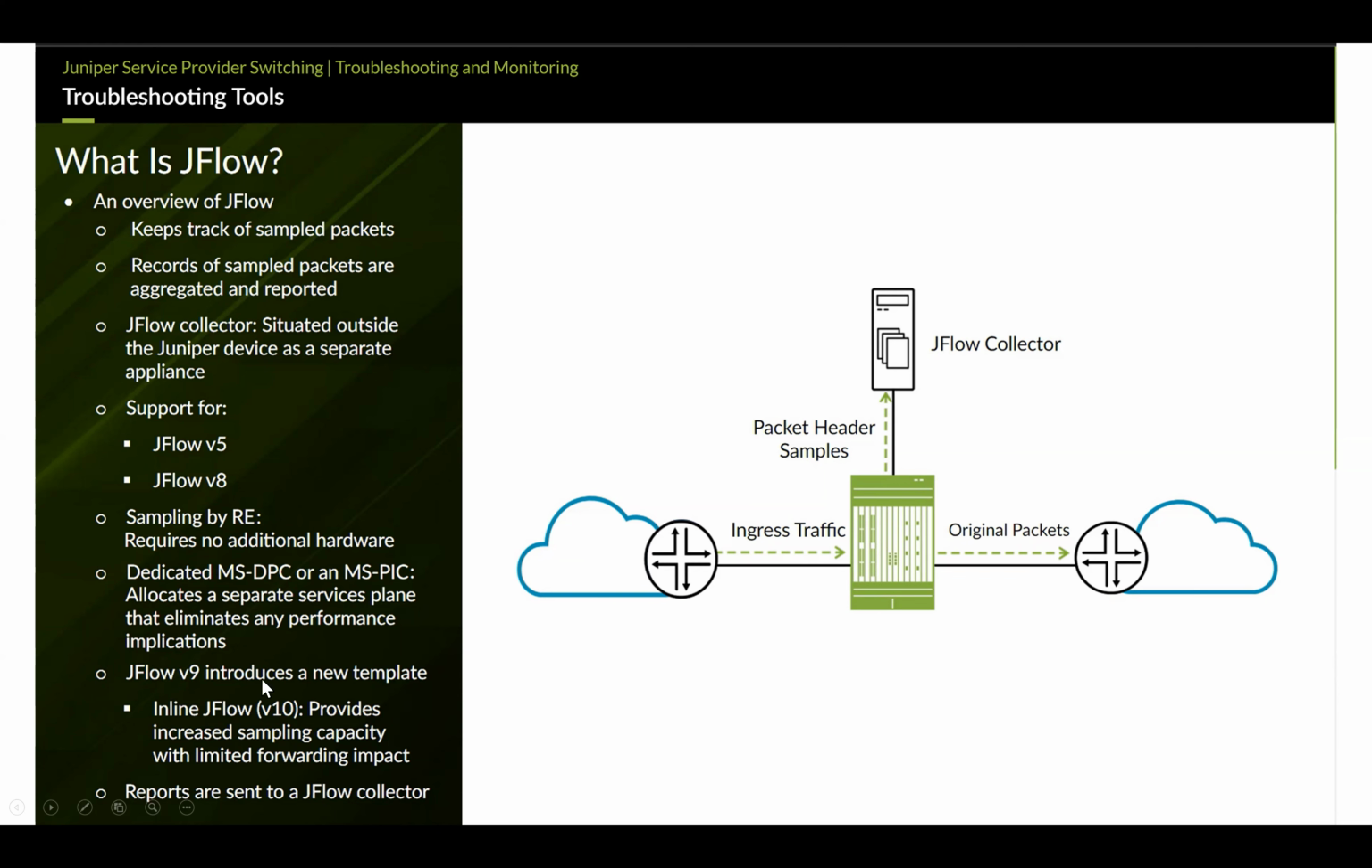So JFlow version 9 introduces a new template. Inline JFlow version 10 provides increased sampling capacity with limited forwarding impact. Reports are sent to the JFlow collector. So you have multiple options: version 5, 8, 9, and the new version 10. So you can use the version supported by your device.